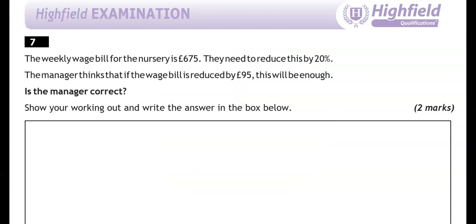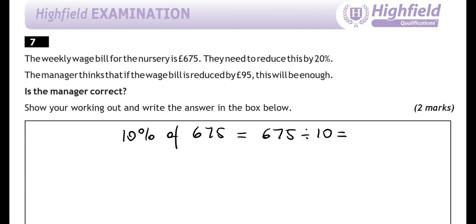Question 7. The weekly wage bill for the nursery is £675. They need to reduce this by 20%. The manager thinks that if the wage bill is reduced by £95, this will be enough. Is the manager correct? Show your working out and write the answer in the box below. So 20%, we can do 10% and double that. So 10% of 675 can be worked out by going 675 divided by 10.